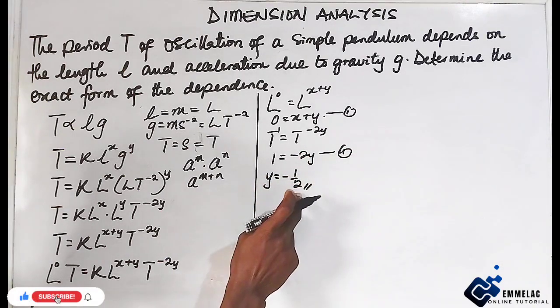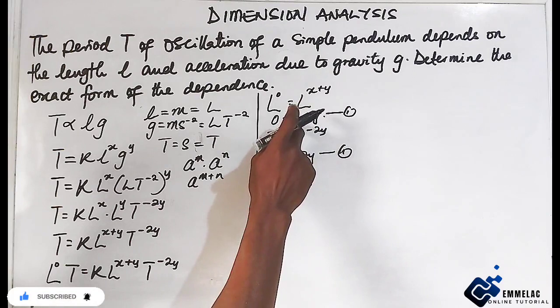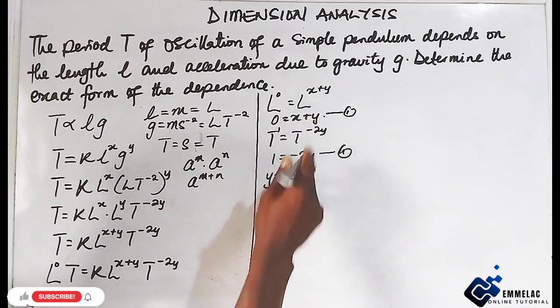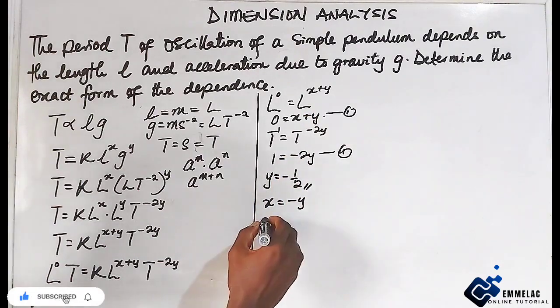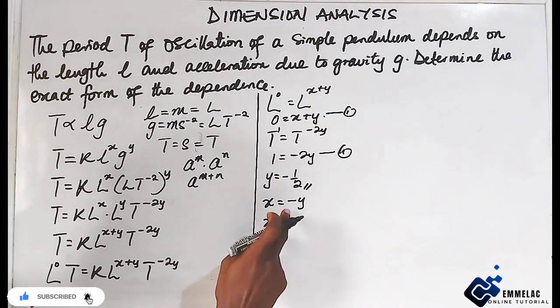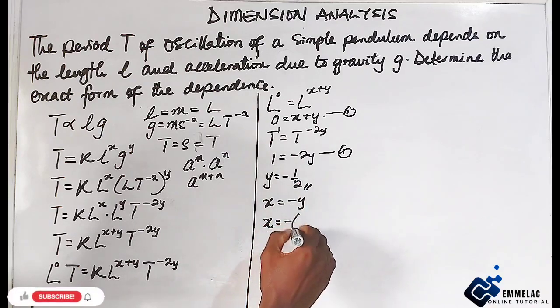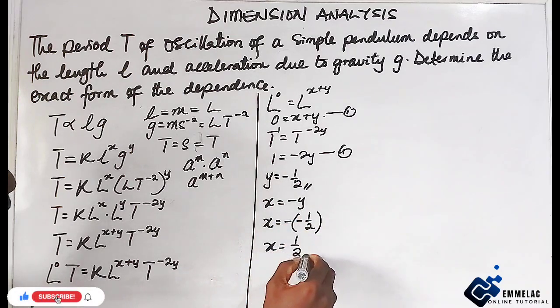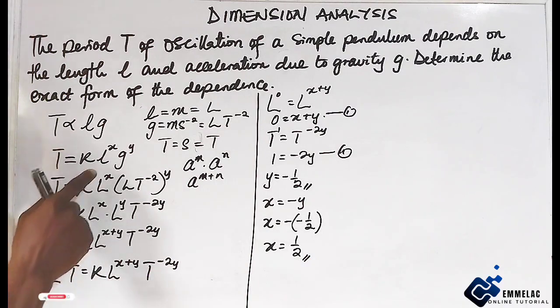Now if we plug in negative 1 over 2 into the above equation here, take note that we can make x the subject of the formula here, which will give us x equals what? Negative y. Okay, right. So we can say that x now equals, our y here is negative half, so 1 over 2. Our x will now give us 1 over 2. Okay, right. Now let us plug in the values of x and y into this.